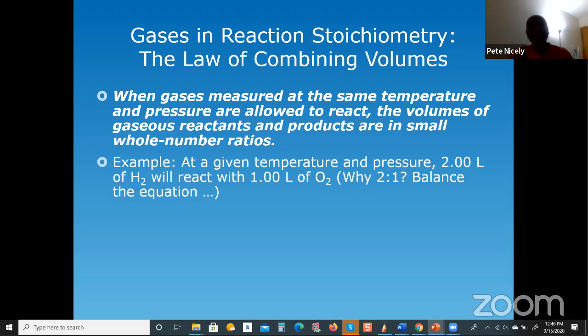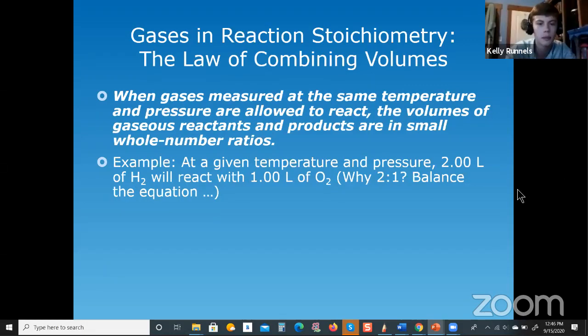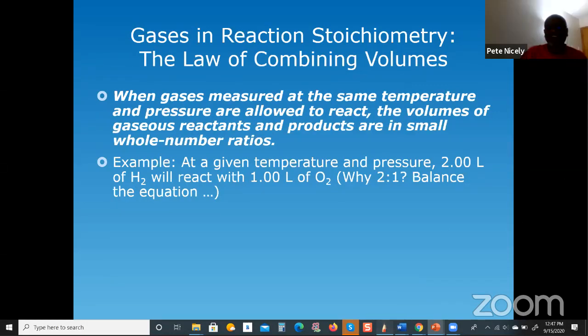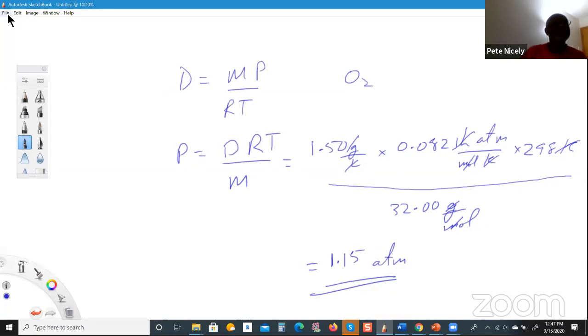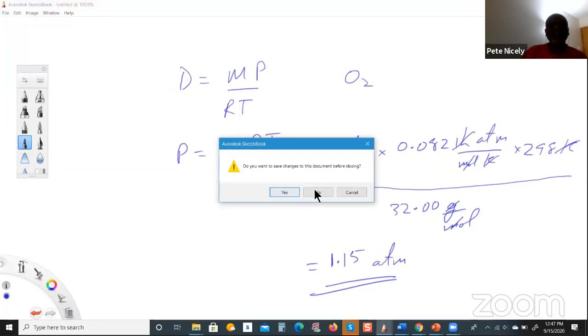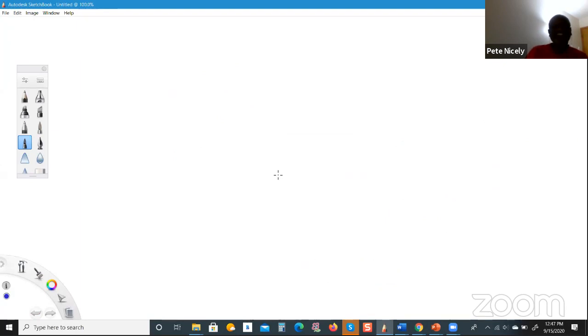So for example, if you have the reaction between hydrogen and oxygen to form water, let me remind you of the equation for this reaction. So it is H2 gas plus O2 gas to give H2O gas, right? Now, of course, by now we all know that to balance this equation, you're going to need a 2 here and a 2 here, right?